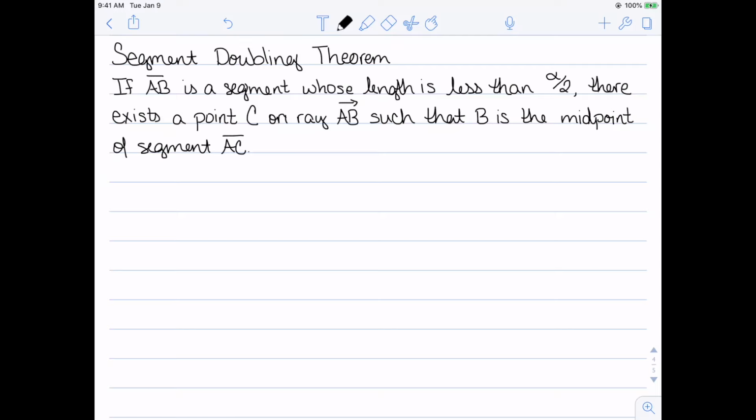The segment doubling theorem says if I have some segment AB whose length is less than alpha over 2, then if I think of the ray passing through A and B, there exists some point C such that B is the midpoint of segment AC. So essentially, I can always double the length of a segment, provided the length was less than alpha over 2. That's designed to prevent having a segment with length greater than alpha, so I always have to make sure I never go over alpha whenever I double.